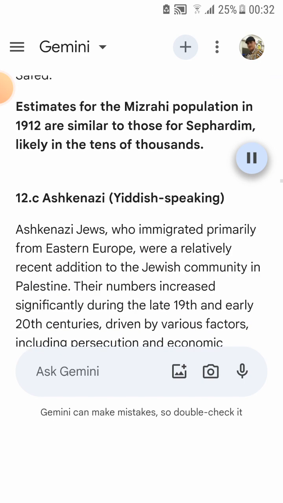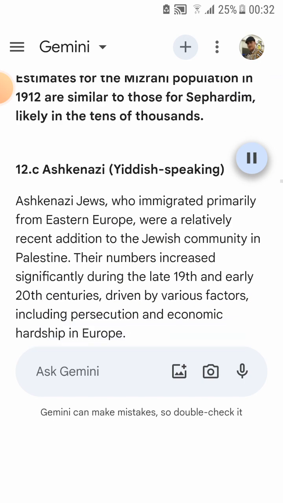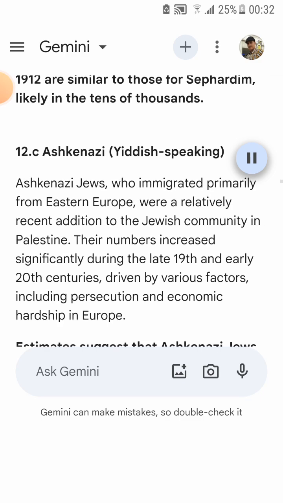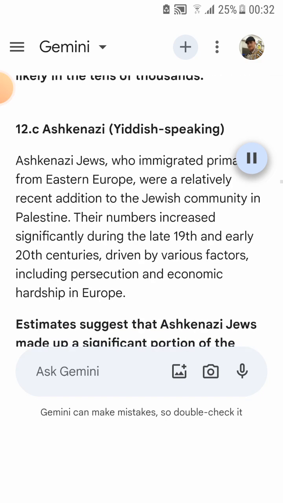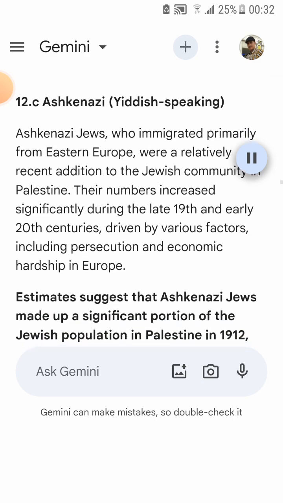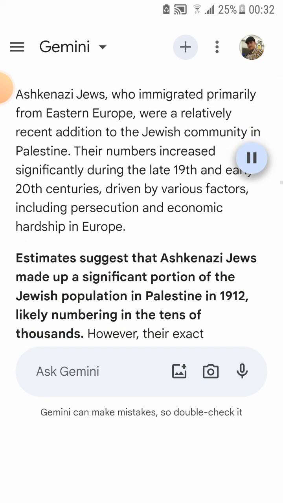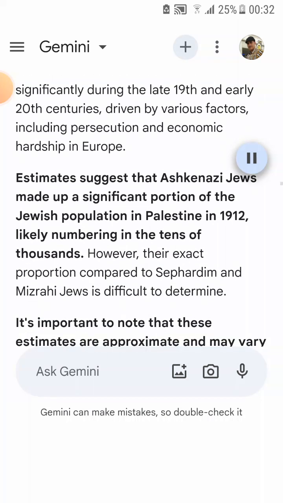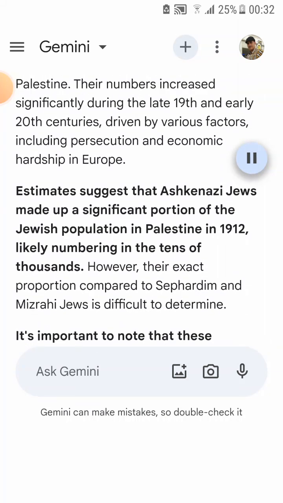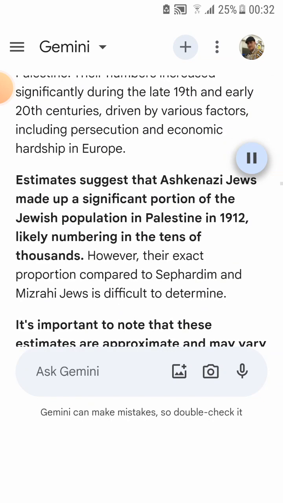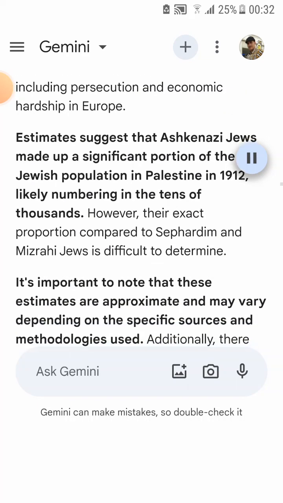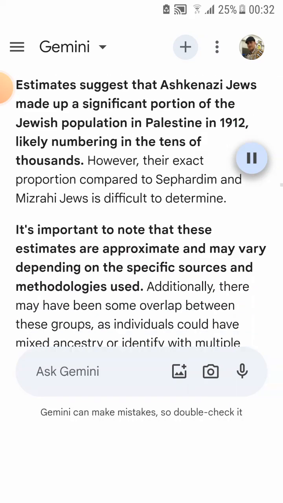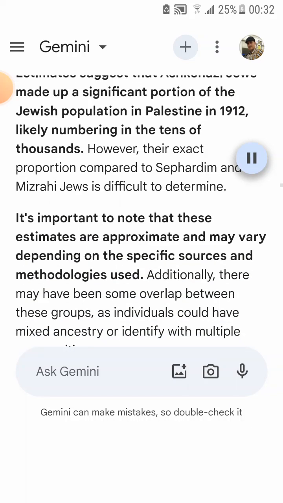Ashkenazi, Yiddish-speaking. Ashkenazi Jews, who immigrated primarily from Eastern Europe, were a relatively recent addition to the Jewish community in Palestine. Their numbers increased significantly during the late 19th and early 20th centuries, driven by various factors, including persecution and economic hardship in Europe. Estimates suggest that Ashkenazi Jews made up a significant portion of the Jewish population in Palestine in 1912, likely numbering in the tens of thousands. However, their exact proportion compared to Sephardim and Mizrahi Jews is difficult to determine.